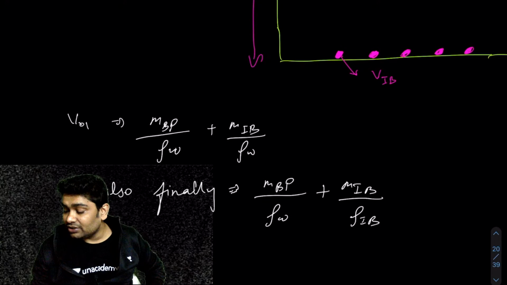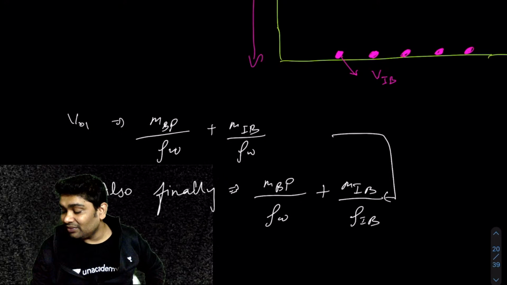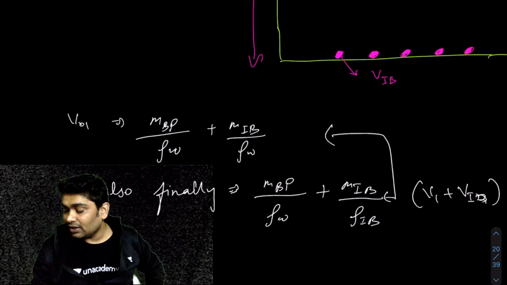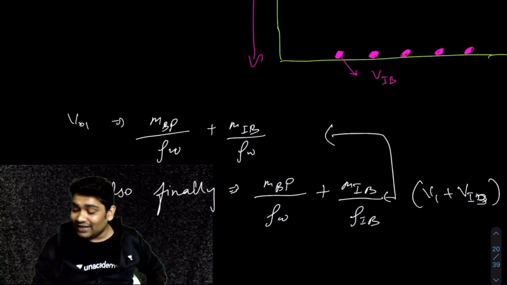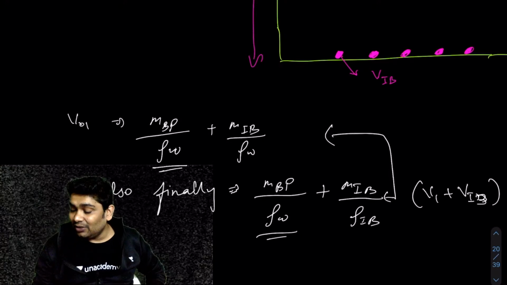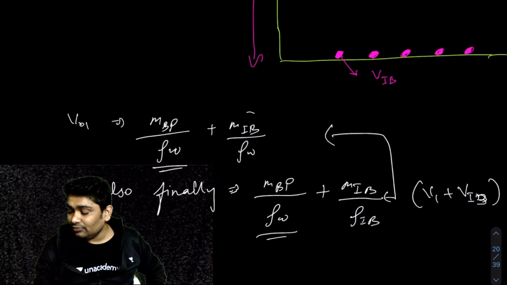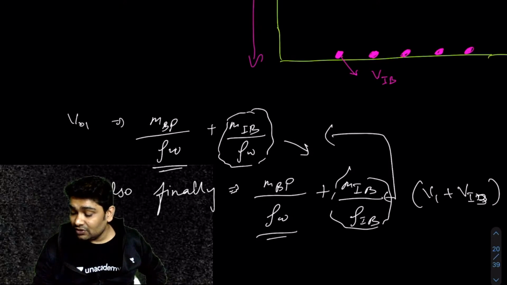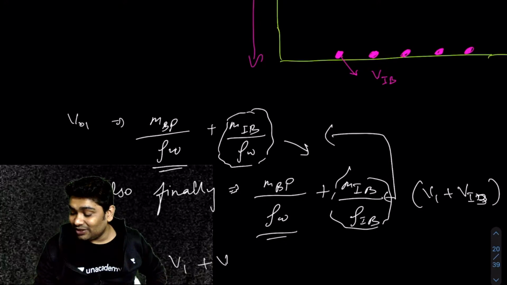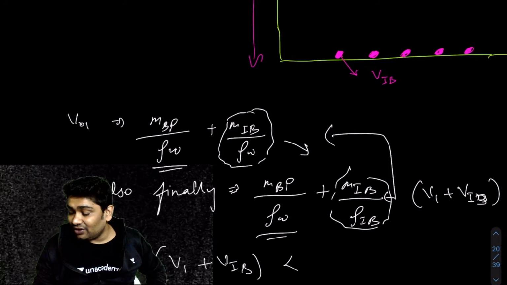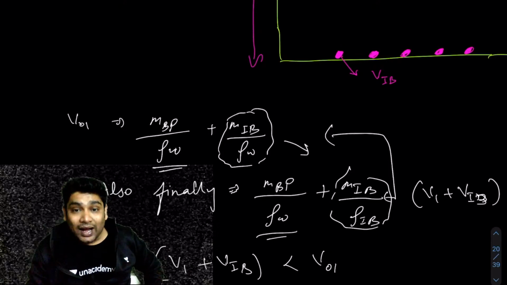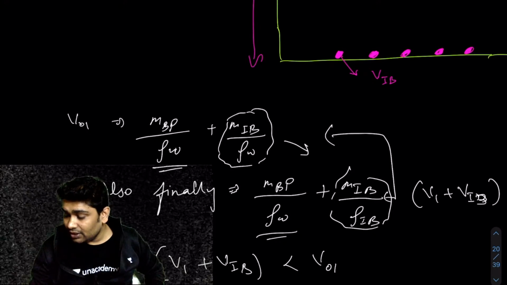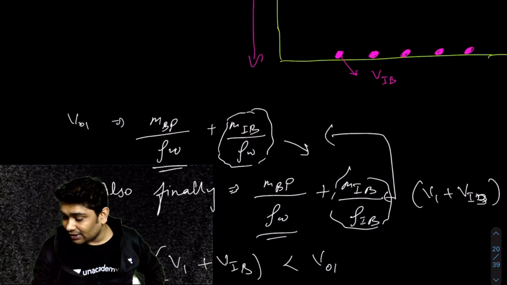So if you compare these two, this is V1 plus V of iron ball, correct? So if you compare these two, what you will realize is that this term is the same. How about this term? You realize this is greater than this. So V1 plus V iron balls is actually less than V naught 1. Why is so? Because here you will realize the mass in the numerator is the same. In the numerator, you have the same mass, right?